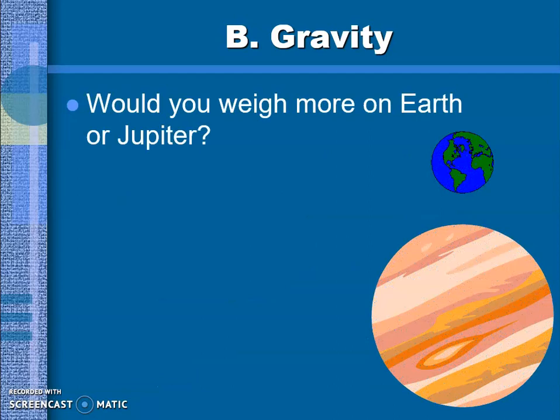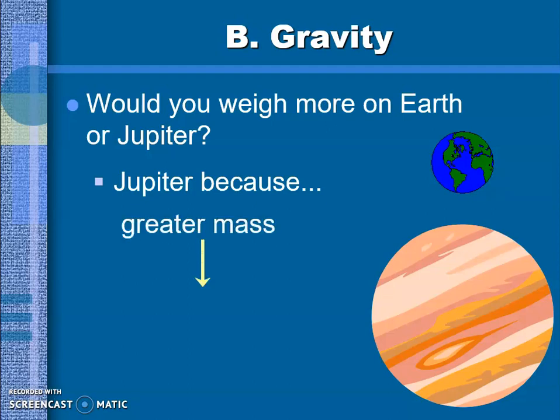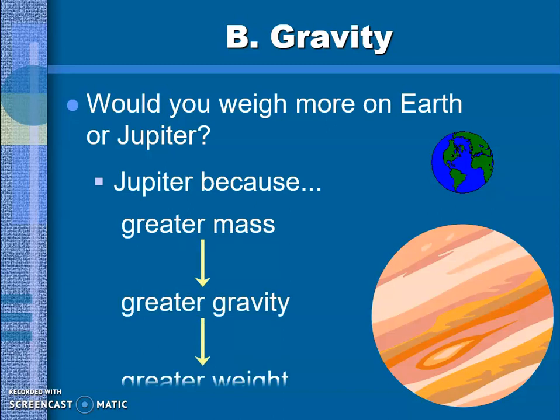So, would you weigh more on Earth or on Jupiter? And I have an example of those two planets here. What do you think? You would weigh more on Jupiter. Why would you weigh more on Jupiter? Because Jupiter has a greater mass than Earth, which means that Jupiter would exert a greater gravity force on you, meaning you would weigh more because of that greater gravitational force acting on you.